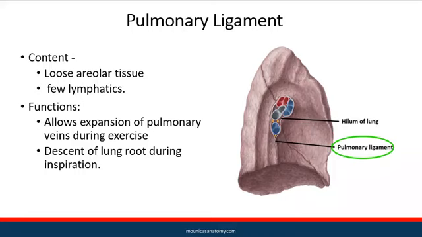Functions are, it allows the expansion of pulmonary veins during exercise, descent of lung root during inspiration.